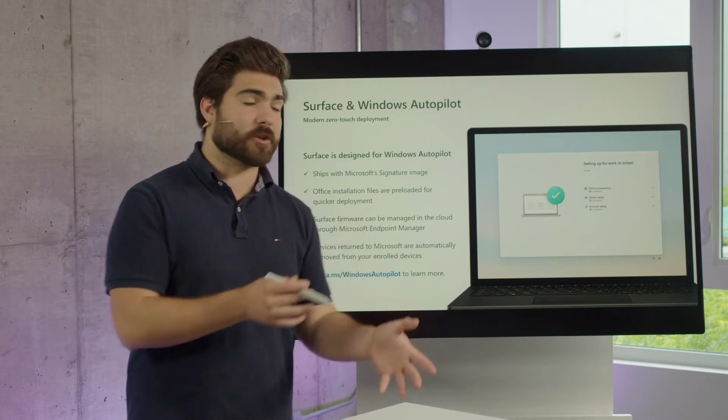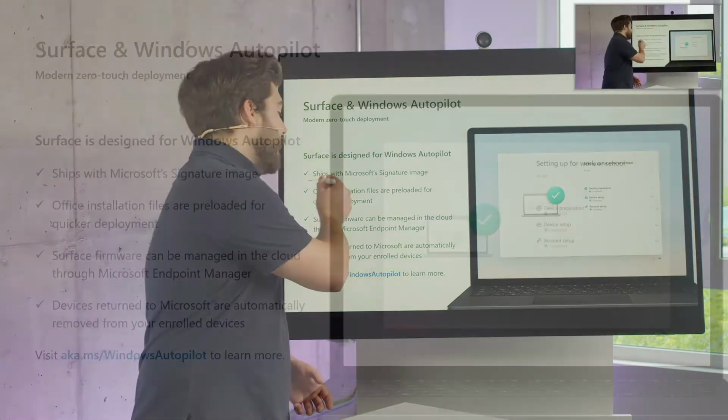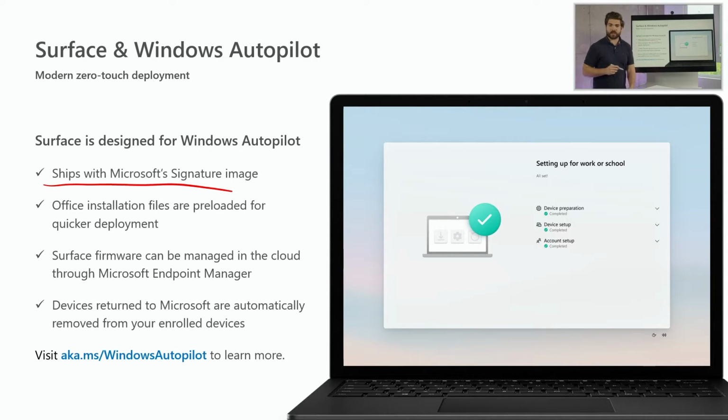When utilizing a Surface device, you get things like the fact that we ship with the Microsoft Signature Image. What this means is our devices won't come pre-installed with some of that initial software that you don't even intend to keep on the device. You might have an idea what I might be referring to, but in a nutshell, it is a clean installation of Windows 11 Pro. Additionally, Office installation files are pre-uploaded to every single one of our devices for even quicker deployment.